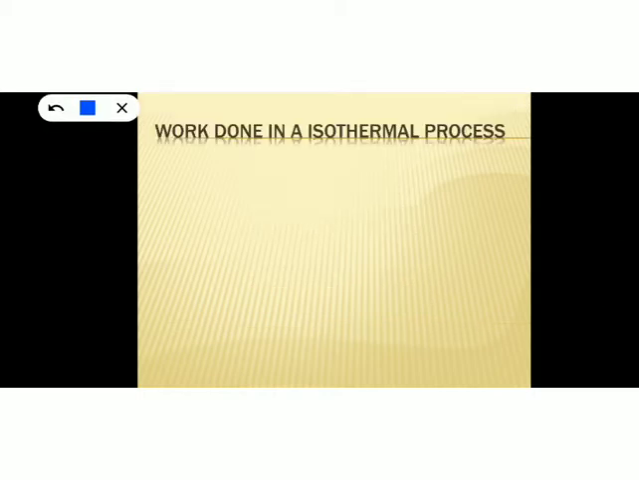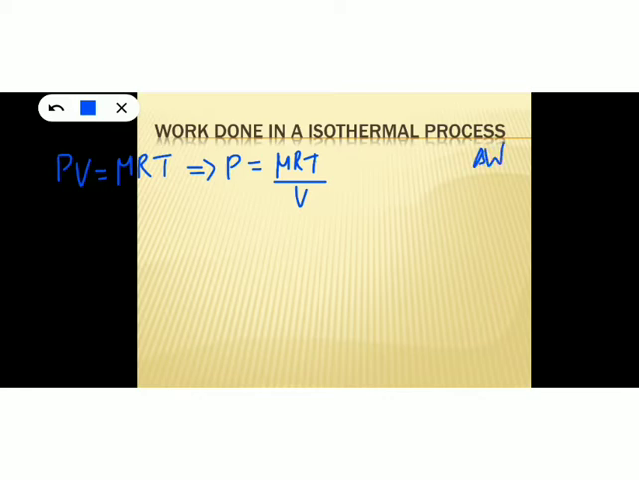So first let's derive an expression for work done in an isothermal process. So what is the expression for isothermal process? PV equal to mu RT, isn't it? And from this, what is P? P equal to mu RT by V. Okay, now we know that in thermodynamics, work done delta W is equal to P delta V. We had already discussed this matter in our previous portion.